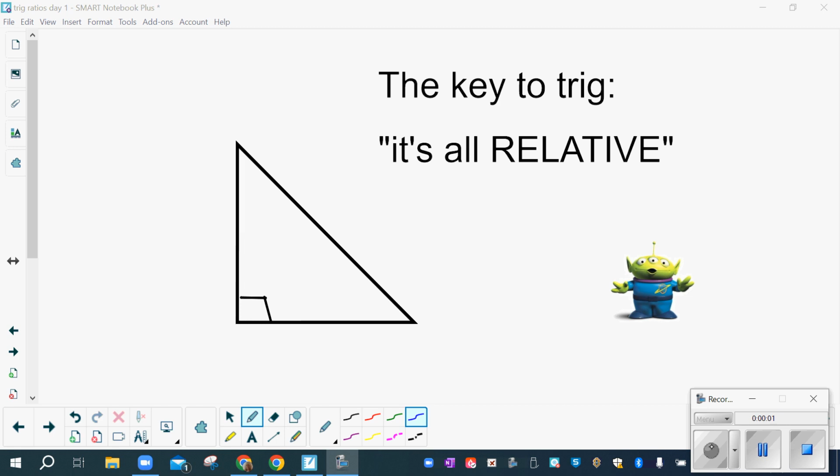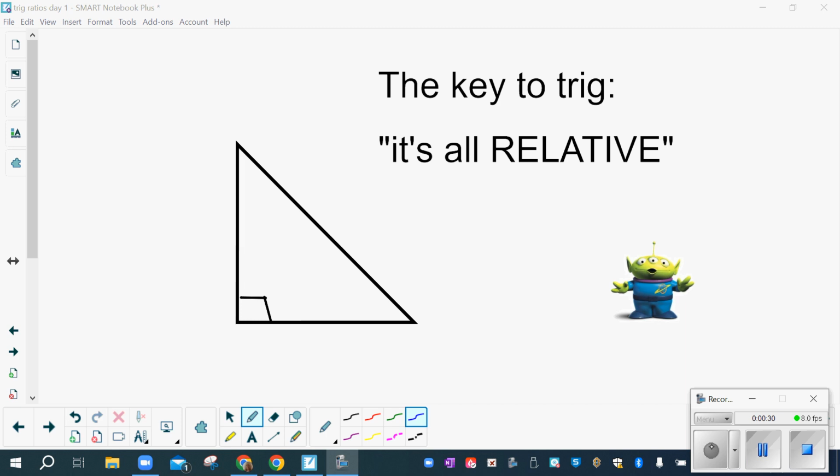I'm going to give you what I think is the key to trigonometry. The key to trigonometry is the word relative, and this is where everyone messes up. So I'm going to stand right here, and I'm going to say, who is opposite from me? Hopefully you would say that he's opposite from me. I'm still me. I'm still in the same place in the room, but now I'm here. Who is opposite from me?